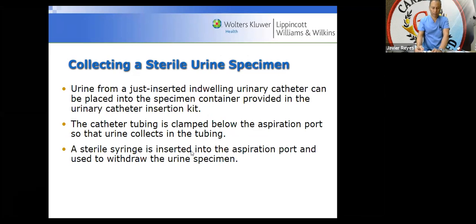Now, sometimes you'll need to collect a specimen on a patient that already has the catheter in them. Okay, you're not going to be doing it the first time, they already have it in them, and the nurse will ask you, well, can you collect a urine specimen for him? A lot of times, some people will disconnect it and get it from here. That's not the way you do it. Okay, you may introduce infection.